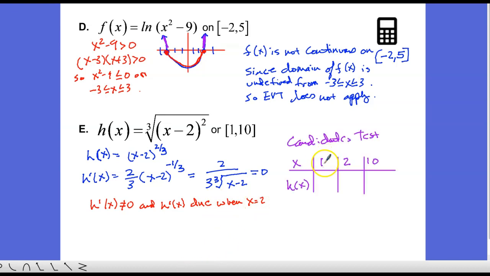So our first endpoint is 1, substituting 1 back into h of x. h of 1 is 1. h of 2 is 0. h of 10 is 4. So our minimum value is 0. Our maximum value is 4.